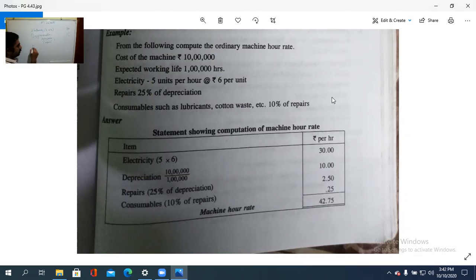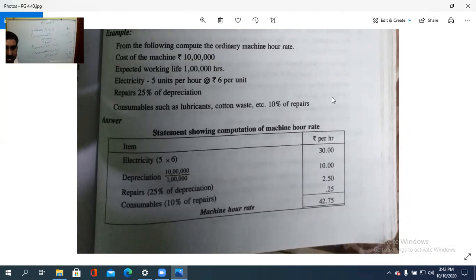Next is repairs. What is that? 25% on depreciation. So depreciation is how much? 10. 10 into 25% is 2.5. After that, consumables like that, 10% of the repairs. So 2.5 into 10%. So it is 0.25. Take the total. 30, 40, 42.5, 42.75 is the machine hour rate.